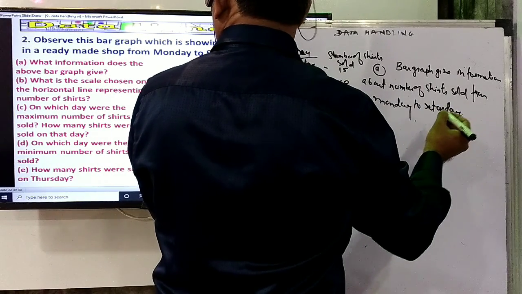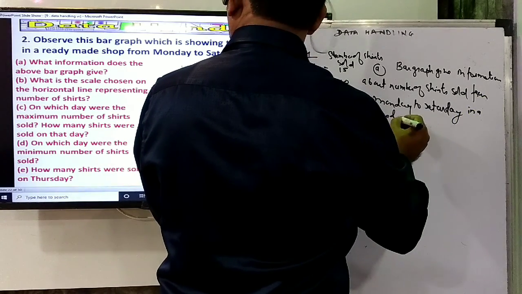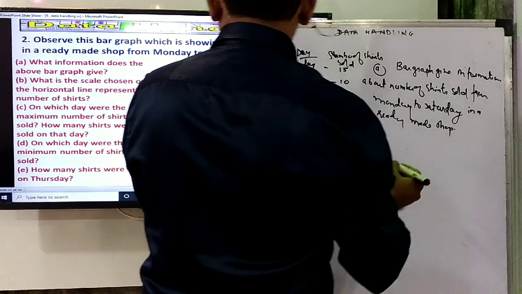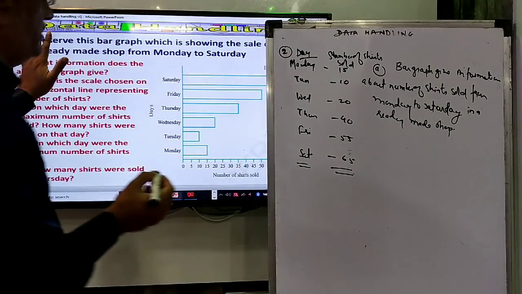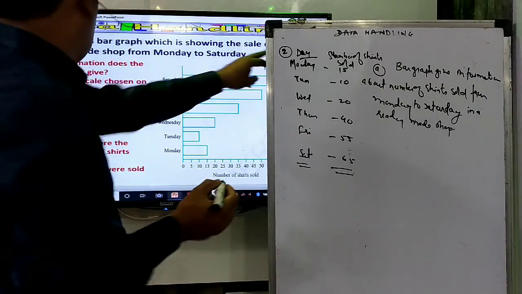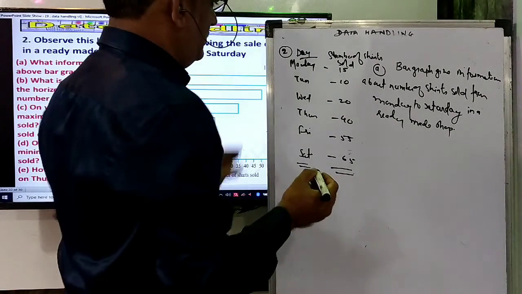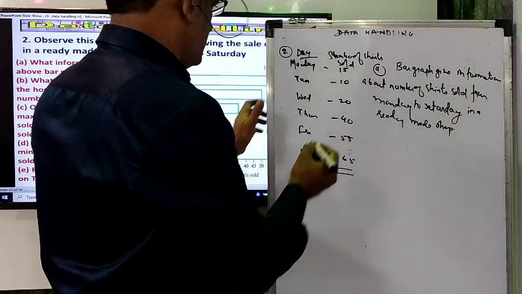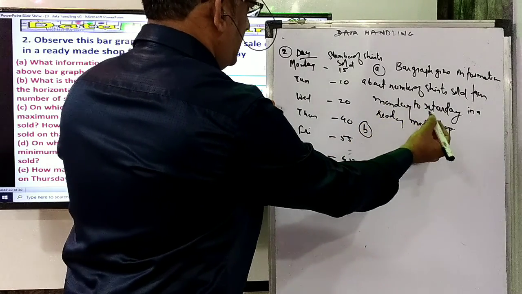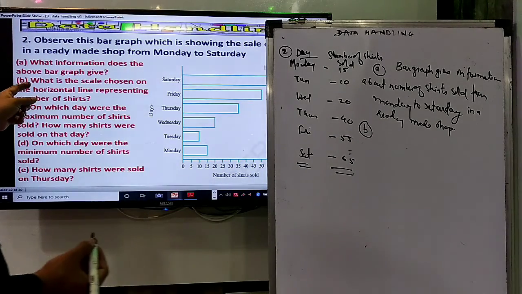From Monday to Saturday in a ready-made shop. Actually, the question itself represents the information. What is the information? Sale of shirts in a ready-made shop from Monday to Saturday. That is the information given in the bar graph: the number of shirts sold in a week from Monday to Saturday, not Sunday.